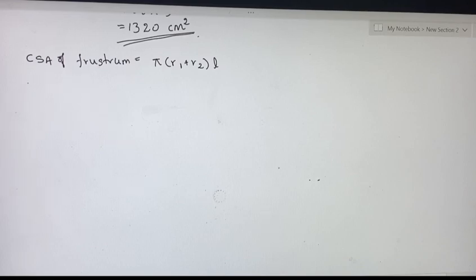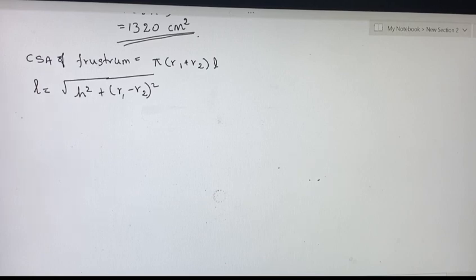So what do we do here? We need to find the L value first. To know the L value, we have the formula L is equal to root of h square plus r1 minus r2 whole square. So we have this formula to find the L value. Now let's see, do we know the h value? No. Do we know the r1 value? Yes. The r2 value? Yes. But do we know the h value? No. So what do we do here? We need to find the h value first.